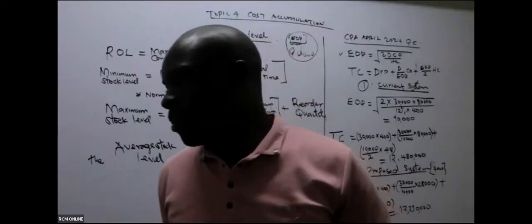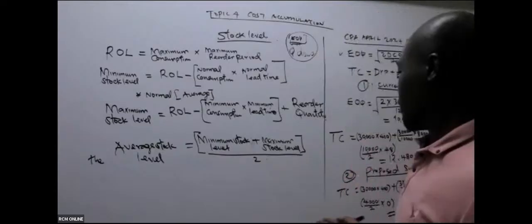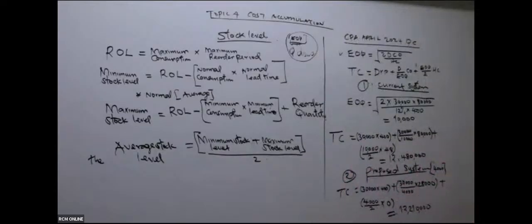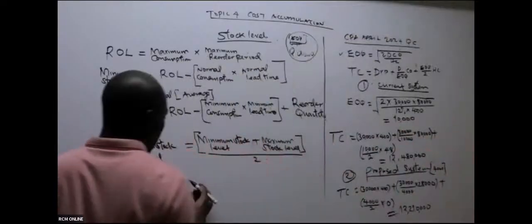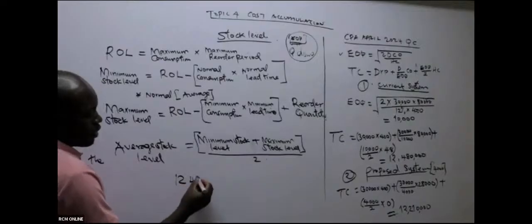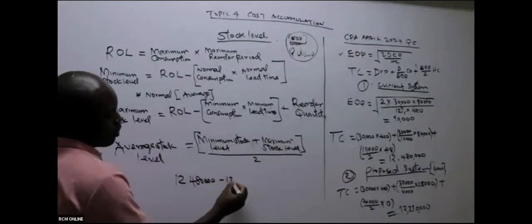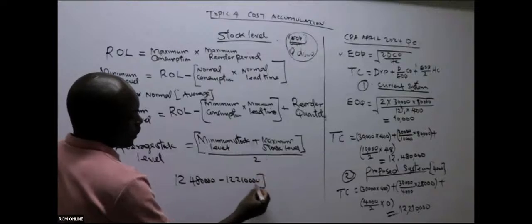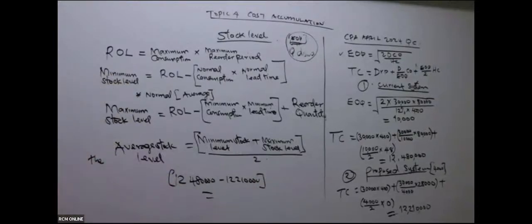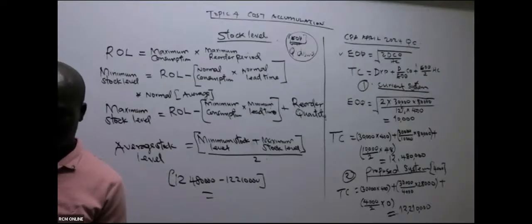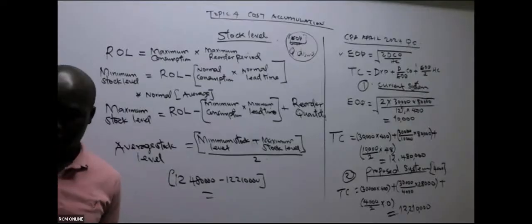They should go to the proposed system, because by doing that, how much will they save? 12,480,000 minus 12,210,000. How much will they save by adopting the proposed system? 270,000.